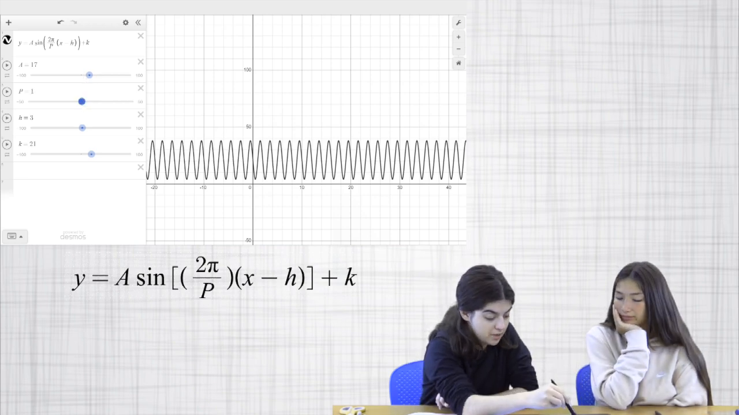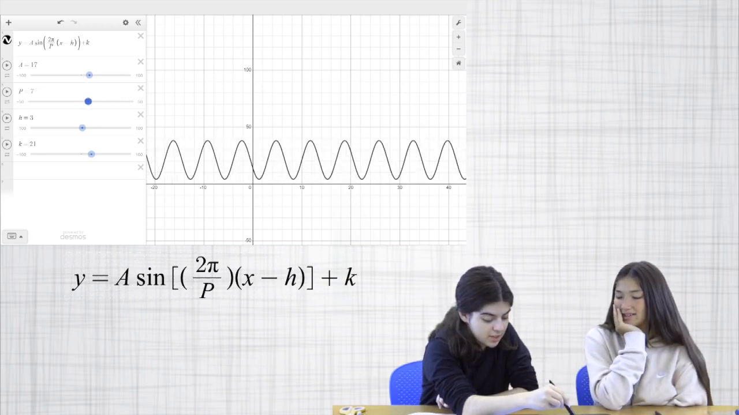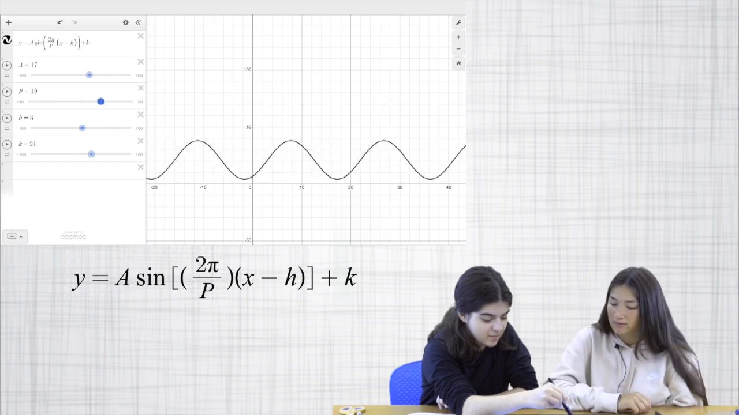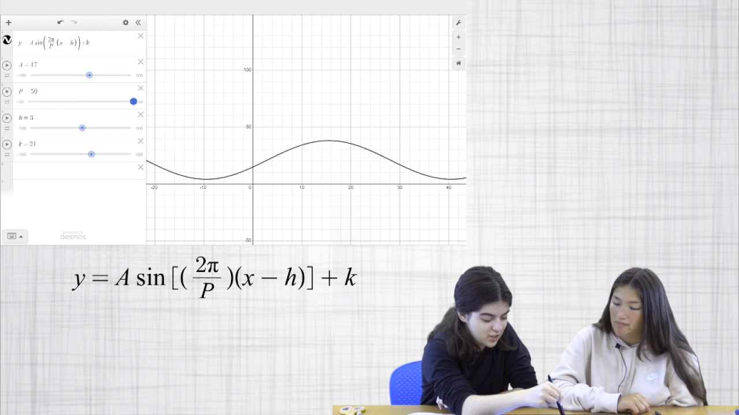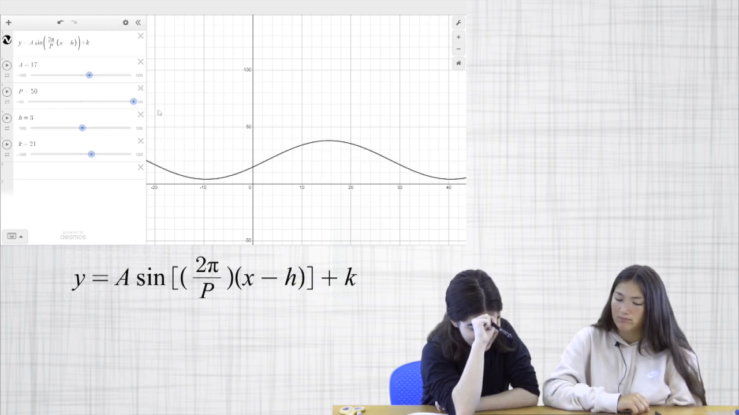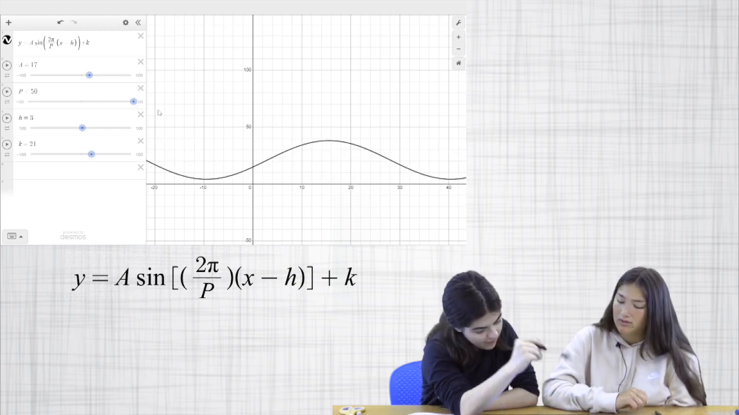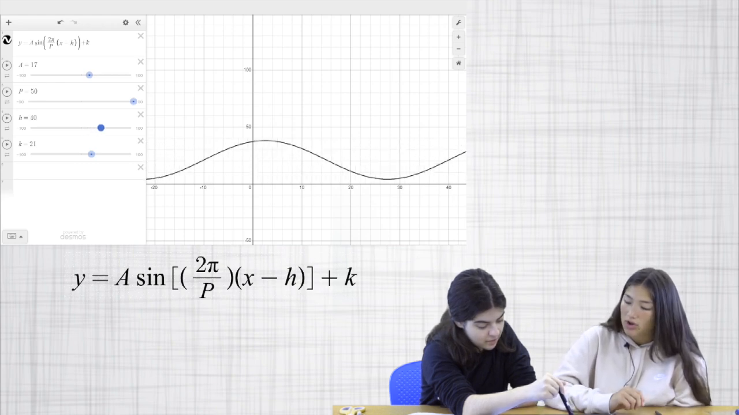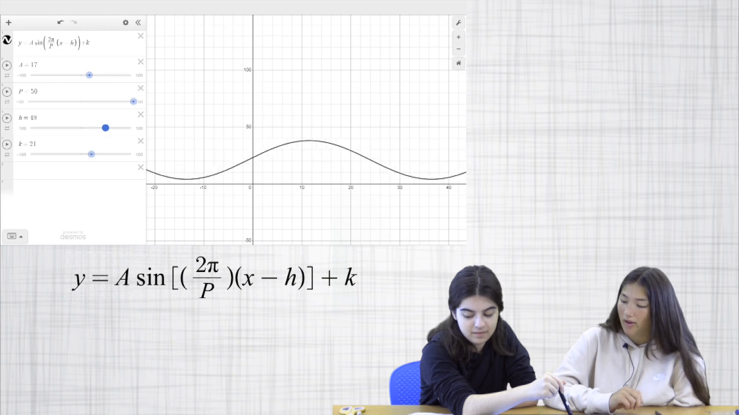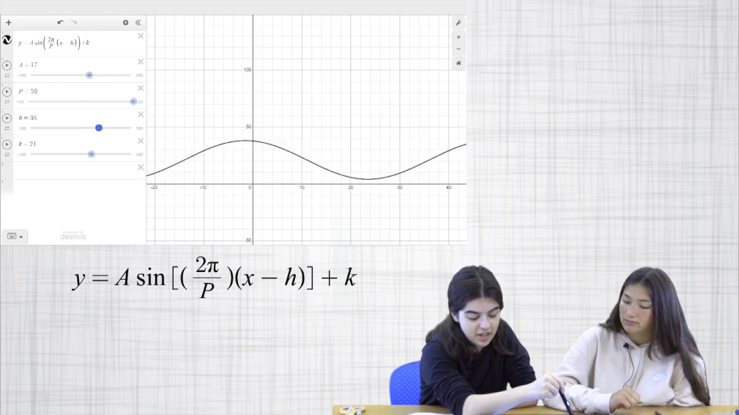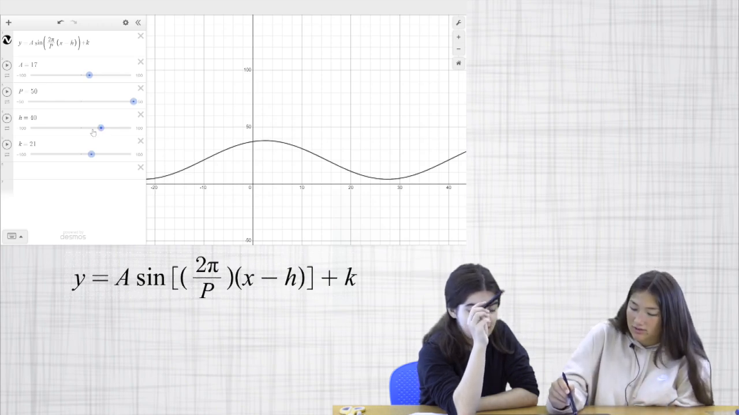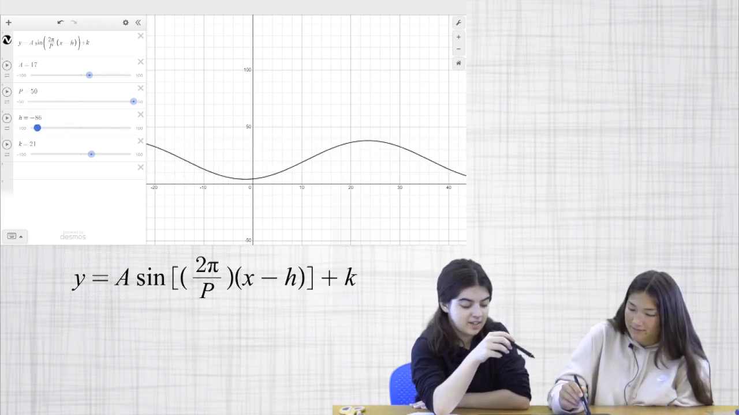What does P do? Makes spaces it out. What does H do as well? Because maybe we can use that to figure it out. That's so cool. Starting point. Oh, yeah. I think H is your starting point. Let's move it back and forth. Watch this. That's so cool.